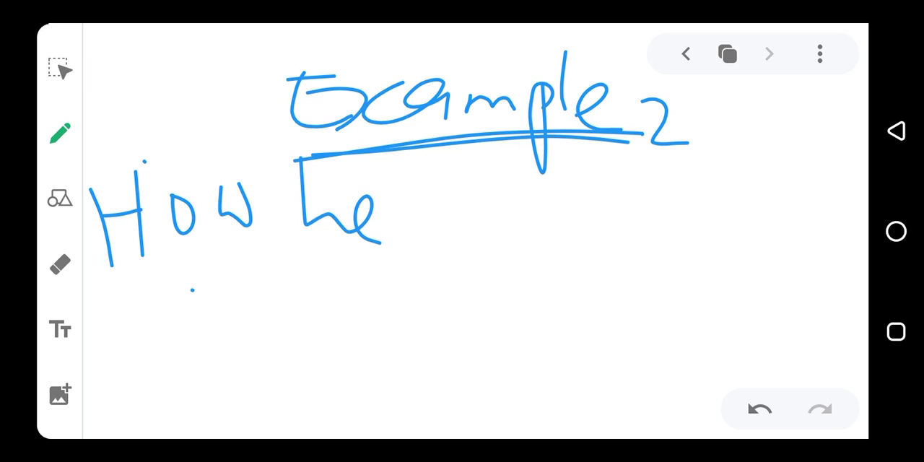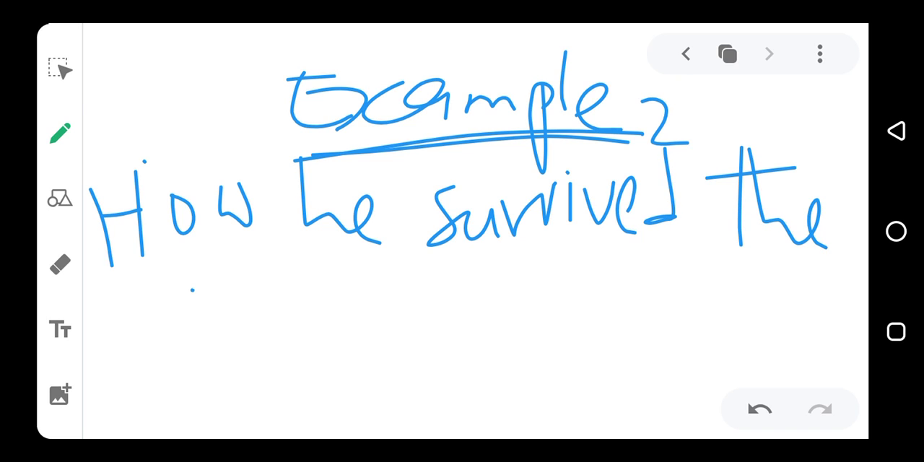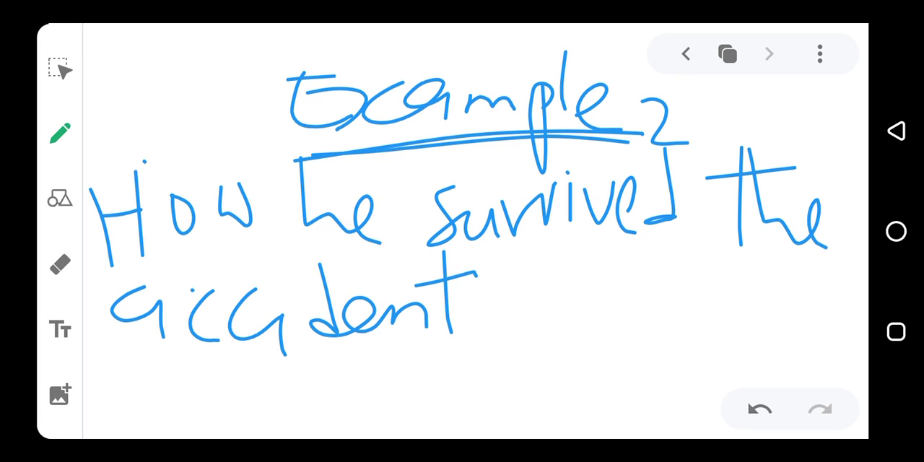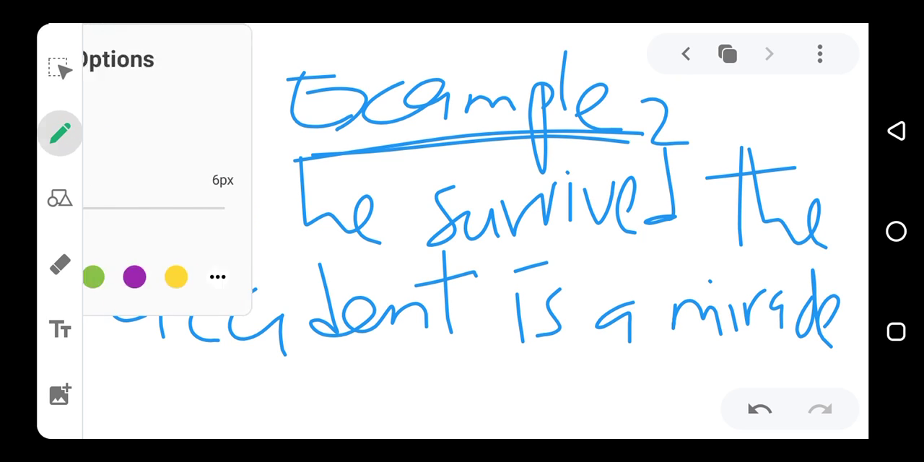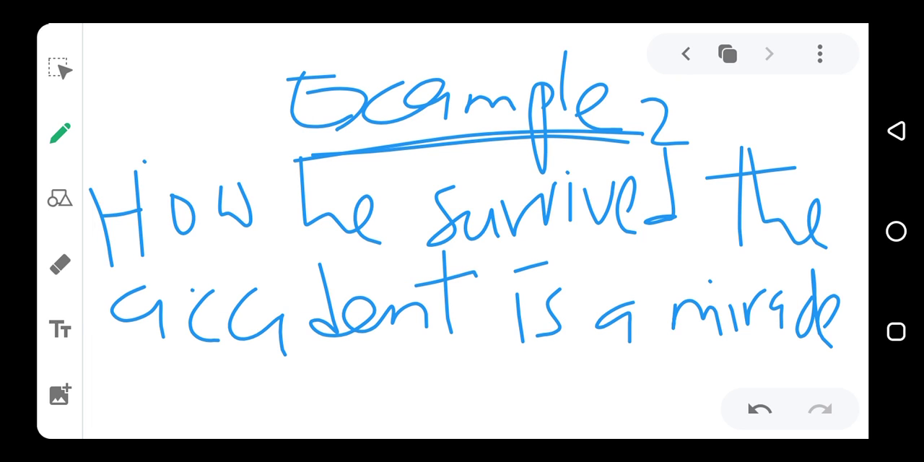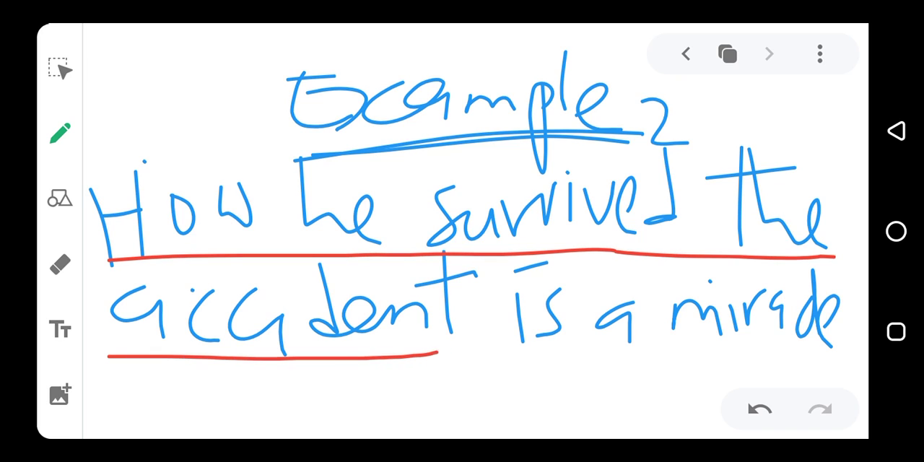How he survived the accident is a miracle. If we mark off this group of words, how he survived the accident, and we are asked to identify it.